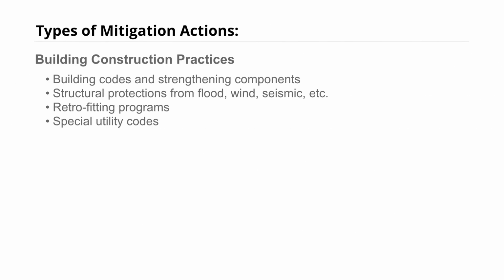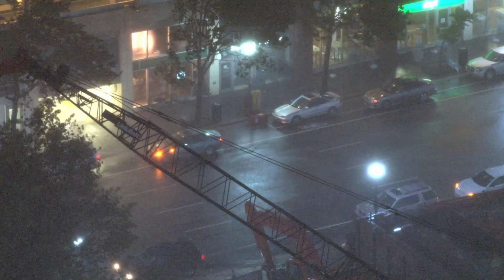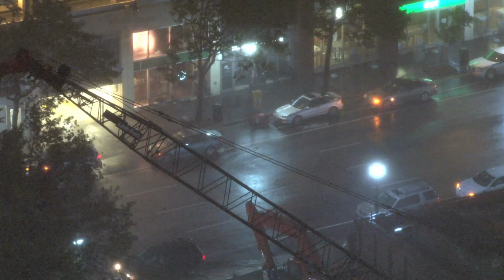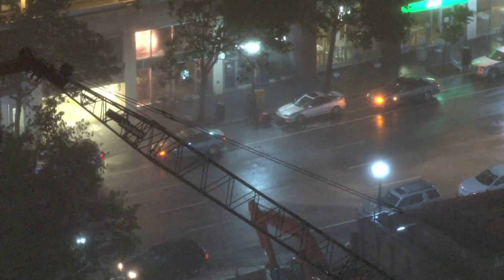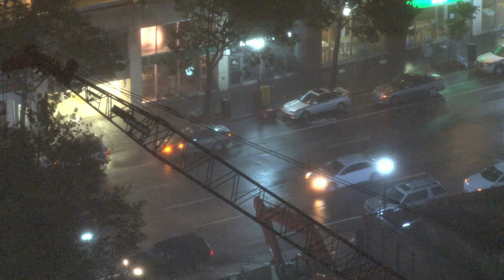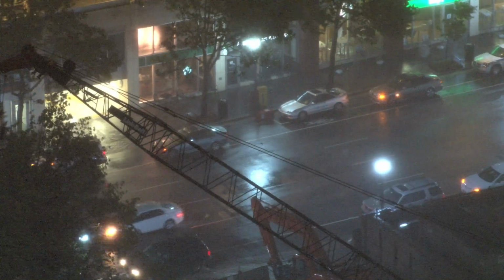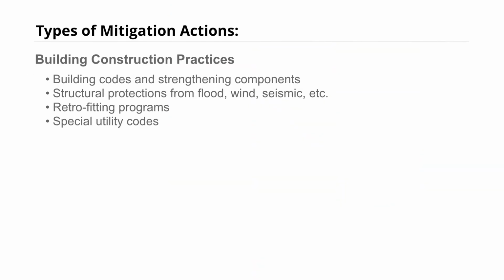Building and construction practices are a big issue. So we're talking building codes, we're talking strengthening components of our buildings. For example, with wind issues, connecting the roof to the walls, a minor little thing like that is quite important in keeping the roof on when high winds strike an area. Structural protection from flood, wind, and seismic, so we're talking about different kinds of shutter systems, for example, for windows, changing the nature of the windows, using some kind of laminated window or impact-resistant window and the like.